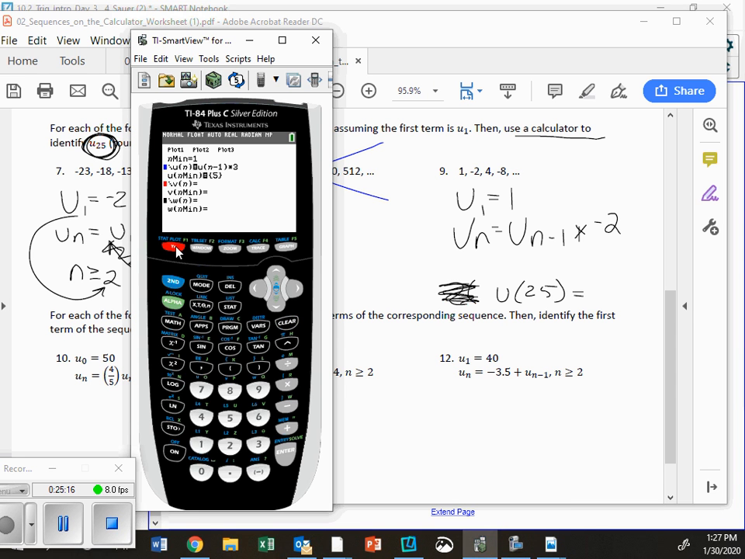U sub 1 equals 1, u sub n minus 1 times -2. Right here, I'm just going to put a parenthesis where this is, and it just sets me up for the future. I'll just put in whatever the number is that's changing right there. Okay, now that's if it's times anyway. And then my starting term was a 1. And then I can go out of this and go u sub 25.